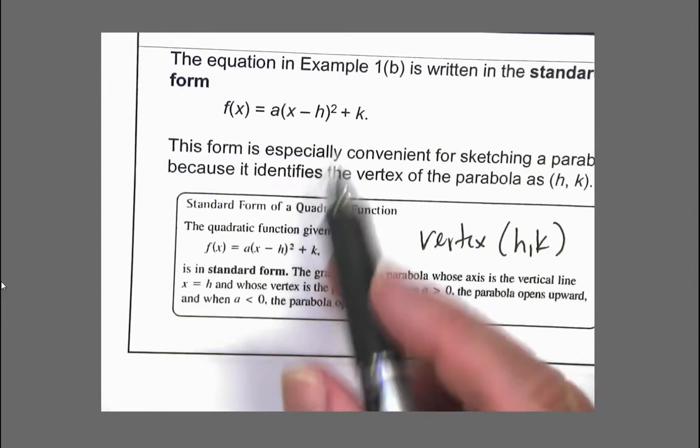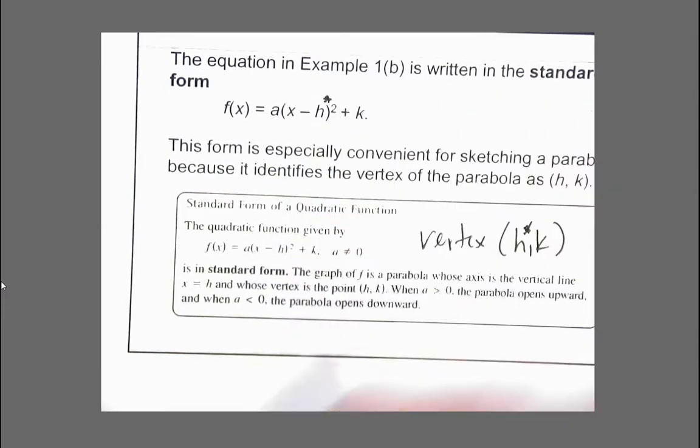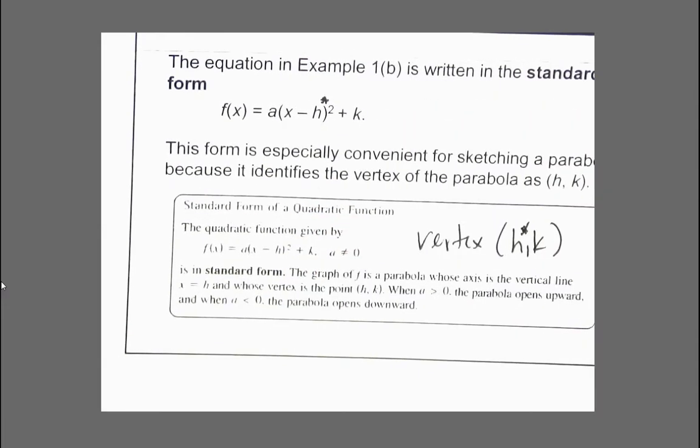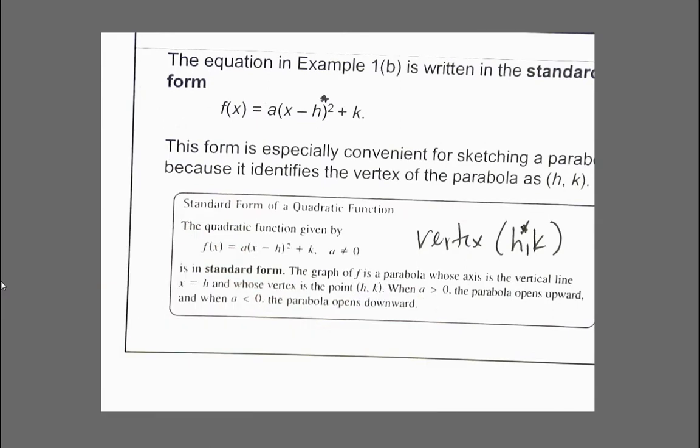So when you come out and you take the vertex, I'm going to star the h. Why am I going to star that h? Because that h is always going to have to come out as a positive or a negative. It's going to come out as the opposite. So right now, because it's minus h, it's going to come out as a positive h. Because again, it has the opposite movement.